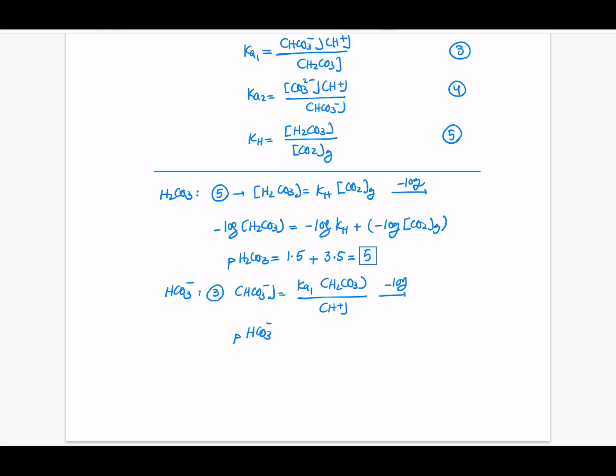pHCO3 minus equal to pKa1, which is 6.3, plus p of H2CO3, which would be equal to 5, as we calculated, minus pH, which would be basically that pH term. So here is the equation for the line for H2CO3, HCO3 minus. So this is the first line, this is the second line. So you have the expression, you mathematically play with it to get into that p form.